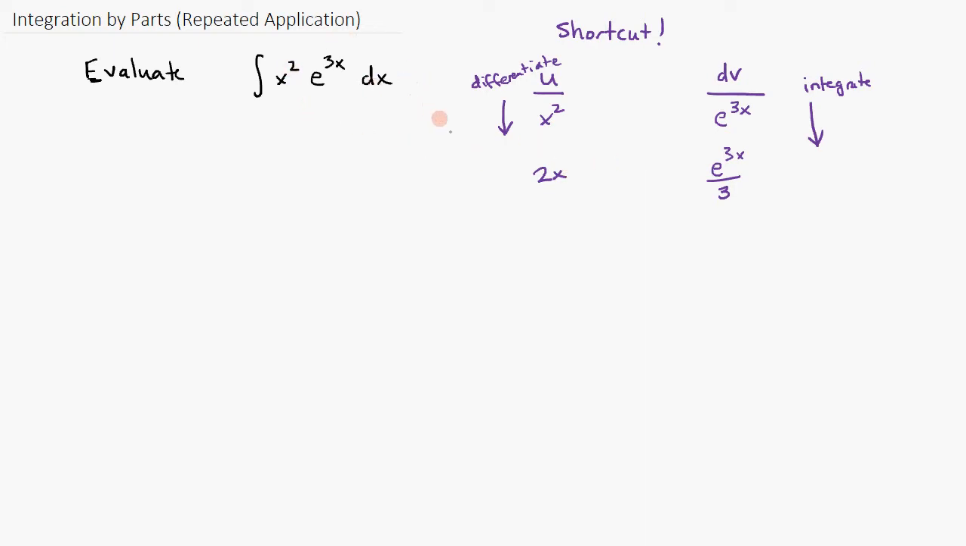if we apply integration by parts once, then part of the integral is going to be the integral of u times dv, which would be 2x times e to the 3x over 3. But then because you have an x times e to the 3x, you're going to have to apply integration by parts again. So you're going to have to choose u and choose dv again. But we already have u, so we can take 2x to be the new u, and e to the 3x over 3 to be the new dv, and just repeat this procedure again. So differentiating 2x would be 2. Integrating this part, you get e to the 3x over 9.